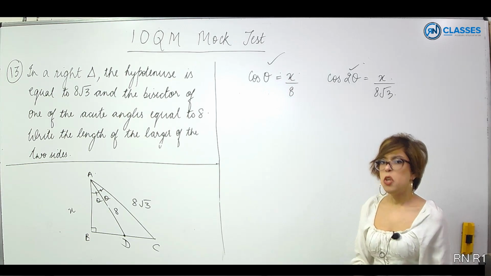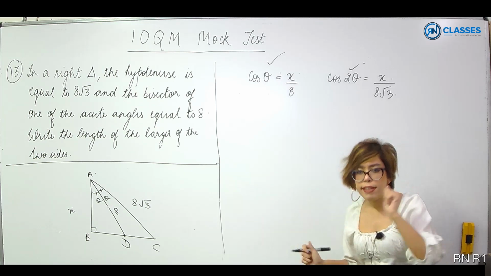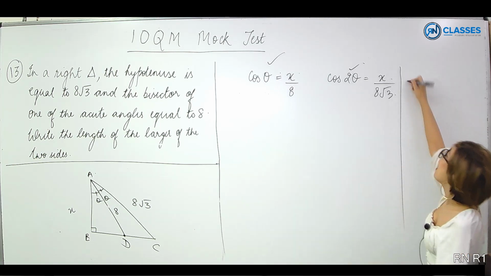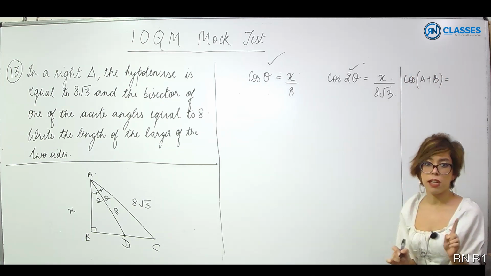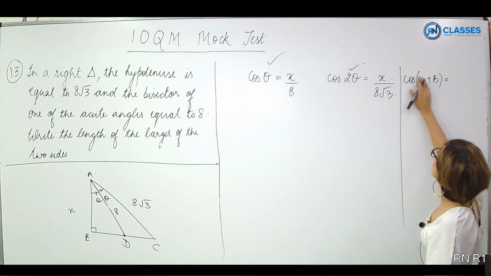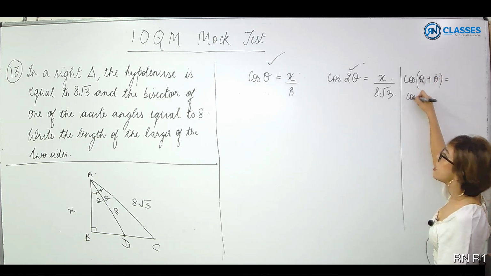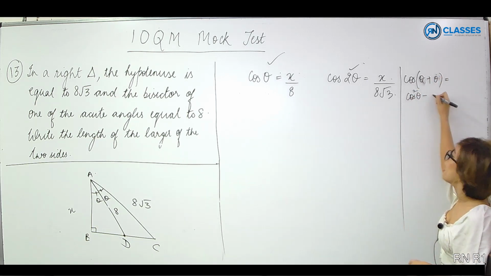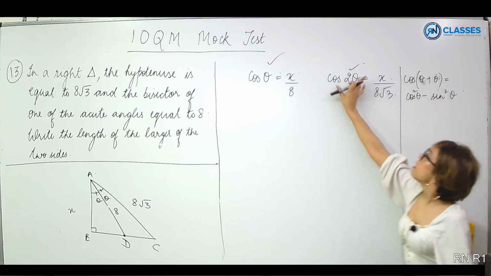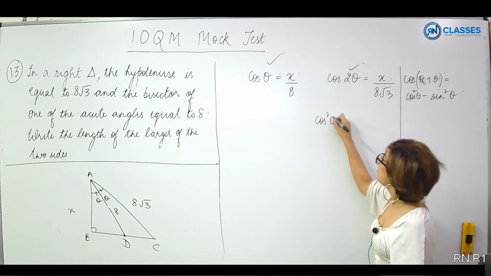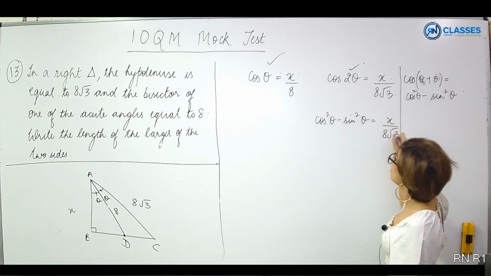Cos 2 theta. Do I know the relationship between cos 2 theta and cos theta? Even if I do not know that, I can easily derive it because I know the formula for cos of A plus B. We have just done that in this class. So what I'll do is I'll put A as theta and B as theta. So this becomes cos theta into cos theta, so cos square theta, minus sin theta into sin theta, which is sin square theta. So this is nothing but cos square theta minus sin square theta equal to x by 8√3.